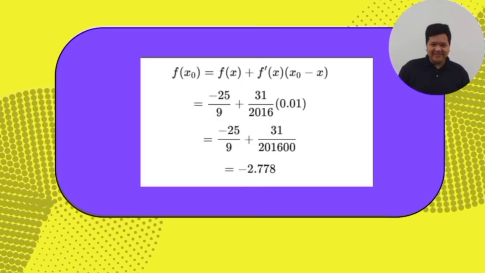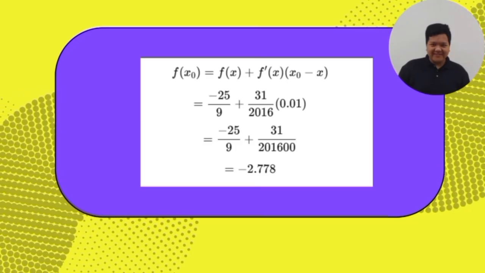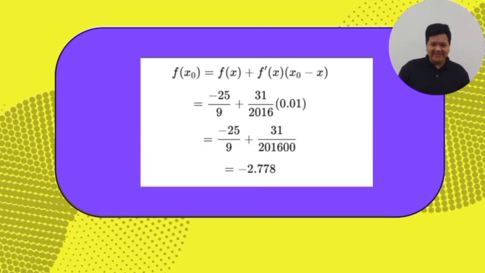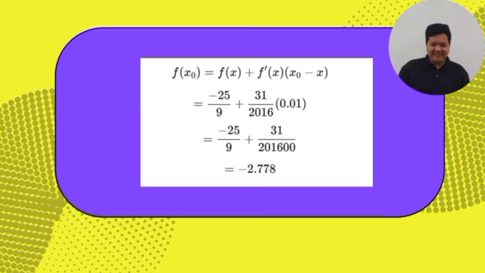So now we're on the last step, which is to use the linear approximation formula. The formula is f(x) plus f prime(x) times x0 minus x. For your information, the x0 is the original number that we're trying to approximate, which is 80.99. So after doing the calculation using the formula given, the answer should be negative 2.778.